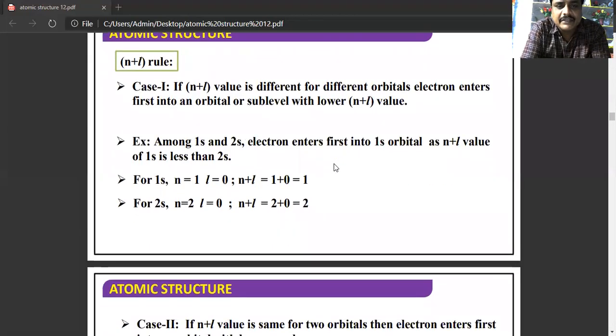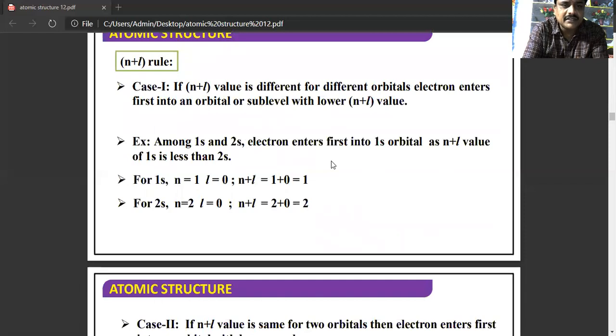Next, the n plus l rule. If the n plus l value is different for different orbitals, electrons enter the orbital or sublevel with the lower n plus l value first. That means the orbital with the lower n plus l value will be filled first, then the electron enters the orbital having the higher n plus l value. So see here, among 1s and 2s, the electron enters the 1s orbital as the n plus l value of 1s is less than 2s.